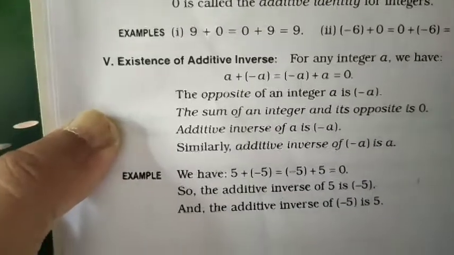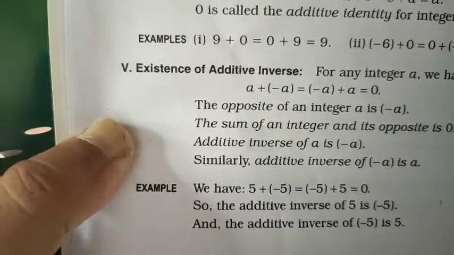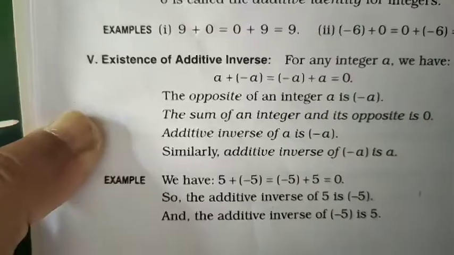Now, existence of additive inverse. Whenever we ask for the additive inverse, it will be the opposite sign. Let us say 5, the answer will be minus 5.